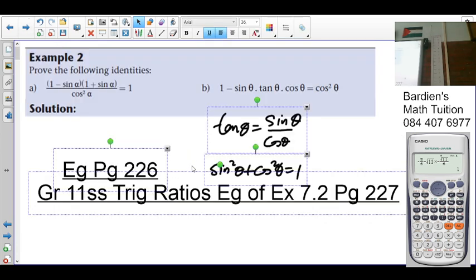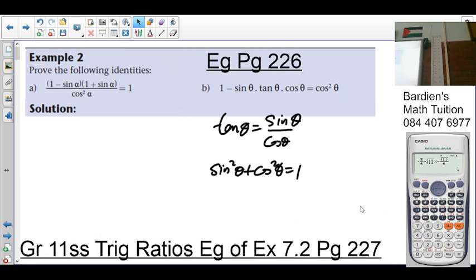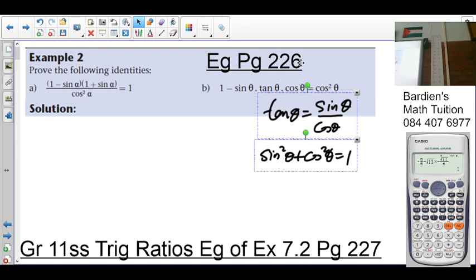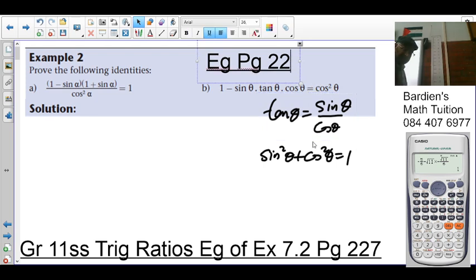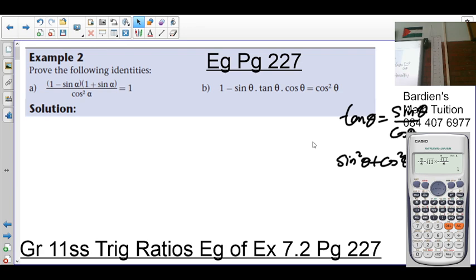Now we're going to look at example 2. Example 2 is on page 227. Here they ask you to prove the following identities. So here the answer is already given. The answer is given next to the sum. So when you're going to mark your work later on and you see the proof part, you're not going to find the answers at the back of the book, because the answers are next to the sum. So how does this work?